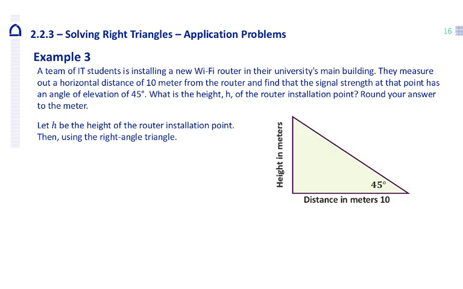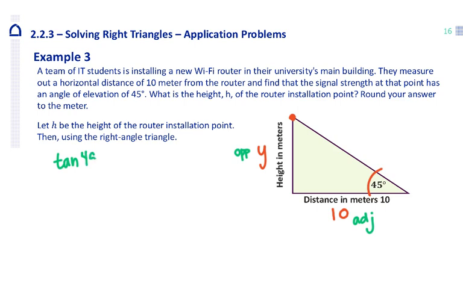Okay, for extra practice, we'll do one last example. We've got some IT students installing a new Wi-Fi router, and they measure at a horizontal distance of 10 meters from the router and find that the signal strength has an angle of elevation of 45 degrees. What's the height of the router at the installation point? So we want to know this height right here. Relative to the angle we know, this is the opposite, this is the adjacent. So again, we're dealing with tangent.